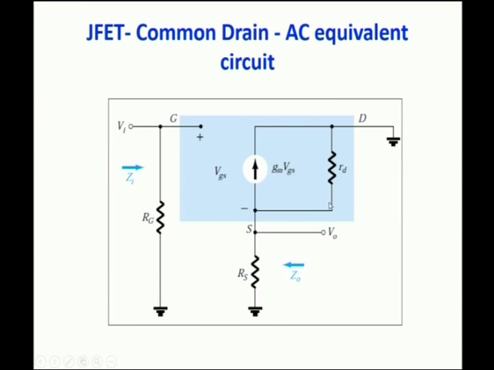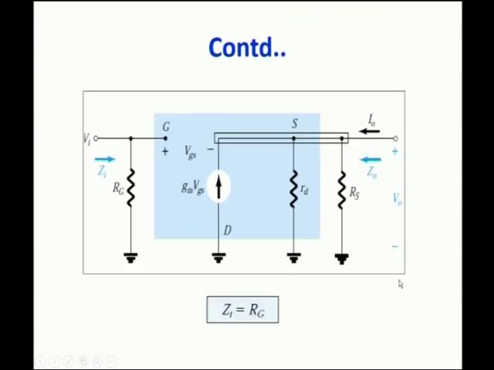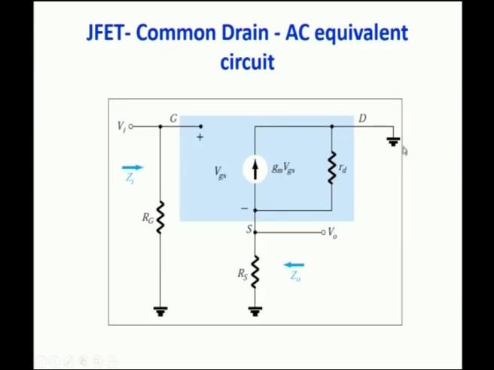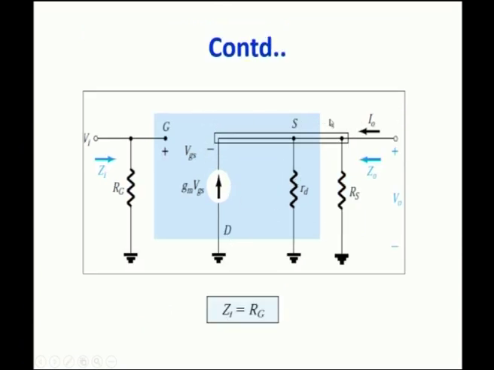These are the two internal parameters of the FET, GMVGS and RD. The circuit is redrawn because these internal parameters are connected from source to ground, and this RS is also connected from source to ground. So, everything at the output side is connected from source to ground. Take this as one point, the source, from which the internal resistance, the external resistance RS and the current source are all connected to the ground. Now you have to calculate the input impedance, output impedance and voltage gain.